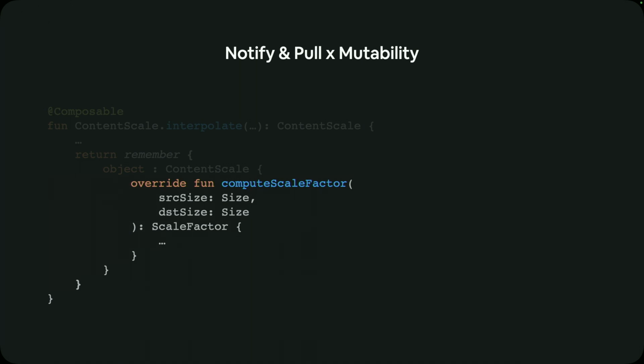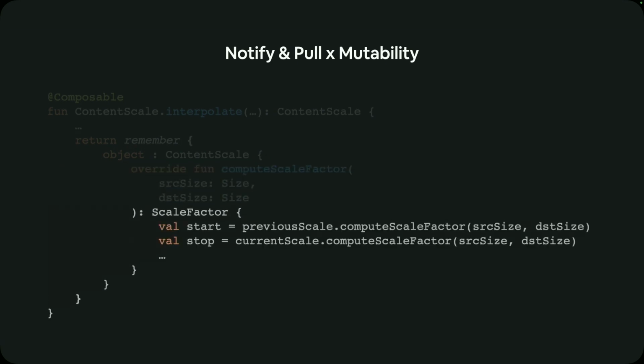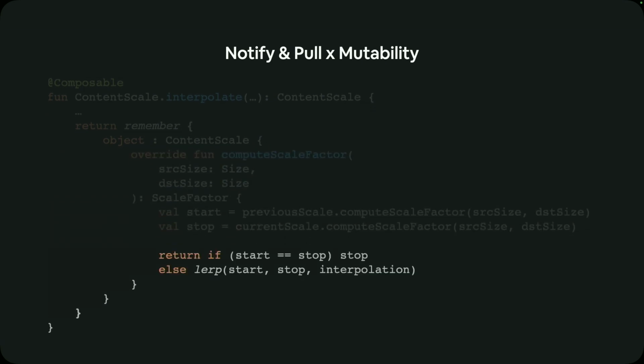Notice that I'm using a remember, and then I compute the scale factor, and the scale factor is just a function of the start and the stop. After I get the start and the stop, I then use the linear interpolation function, or lerp, to create a content scale. The thing I want to underscore here is I only create this content scale object once. There is no object allocation in this pipeline. And with that, this is what UI logic in Compose is all about.